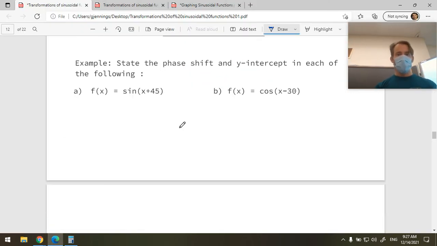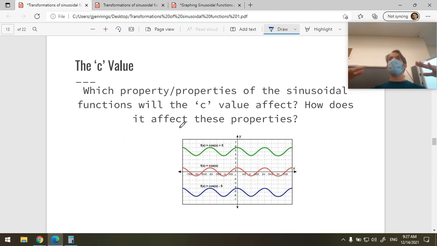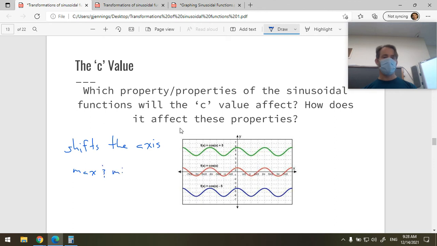And now let's carry on. The c value changes the axis. So write that onto your page. But it also changes the maximum and the minimum. It changes the maximum and min values. It changes the y-intercept. It changes all those things by lifting it up or down. It's like the bike is going along the ground, and then they do a wheelie. So now the wheel is moving around in the air instead of touching the ground every time it goes through one period.